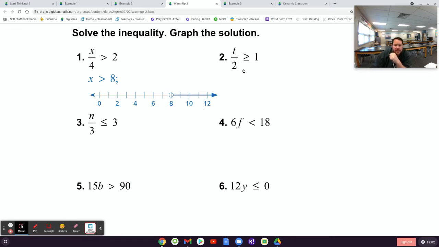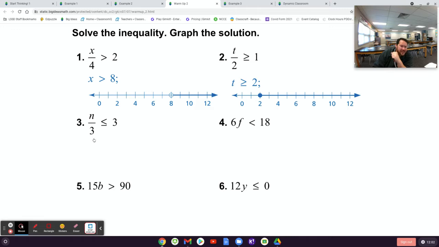Second one, t divided by 2 is greater than or equal to 1. Okay, t is greater than or equal to 2. You multiply each side by 2, and that's your solution. It'll be a filled-in circle because t can equal 2, and then the arrow will go to the right because it's everything that is bigger than 2 as well.